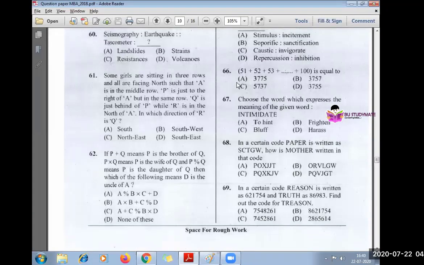Then, which of the following means D is the uncle of A? So, instead of P and Q, they have replaced A, B, C, D. Now, we need to identify out of these options which relation states that D is the uncle of A. I'll tell you how to eliminate the options.